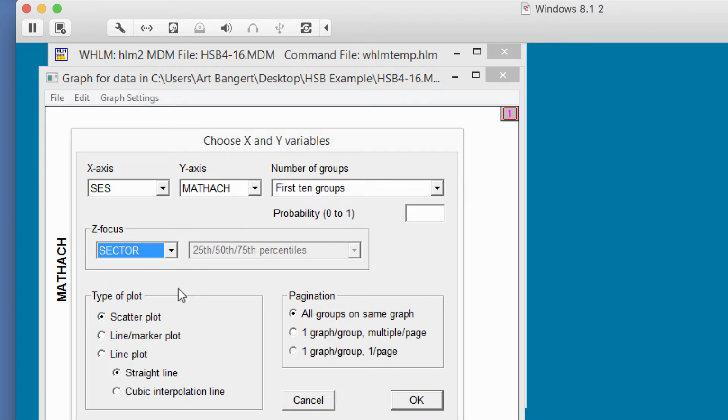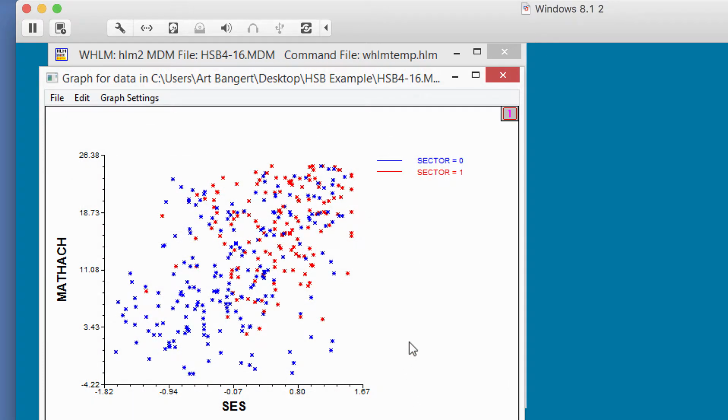Another way we can look at the data is to look at it by sector. In this case, 0 is public school and 1 is private school. If we graph this, we can see that for the Catholic schools, which are sector 1, you have more of those schools with high SES and high math achievement, versus the public schools that have low math achievement accompanied by low SES. So we can see them separated out.